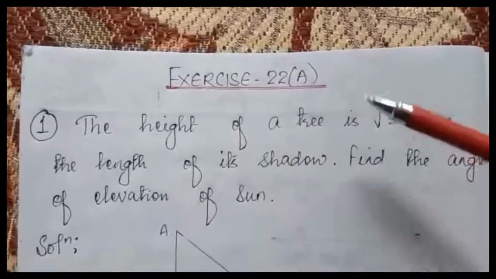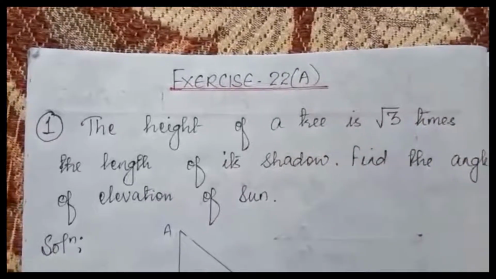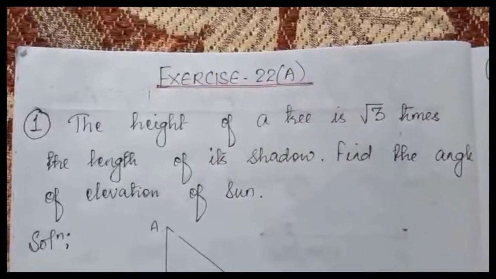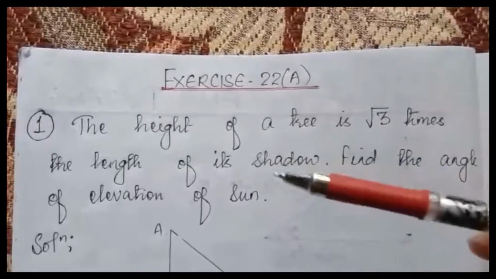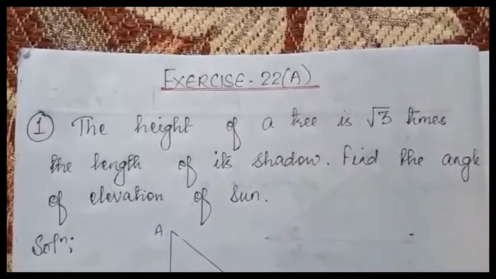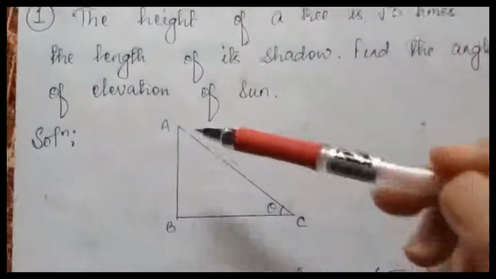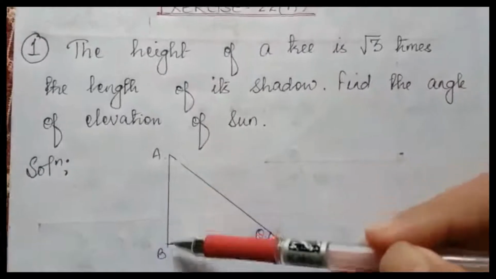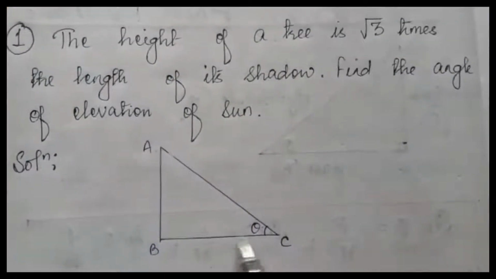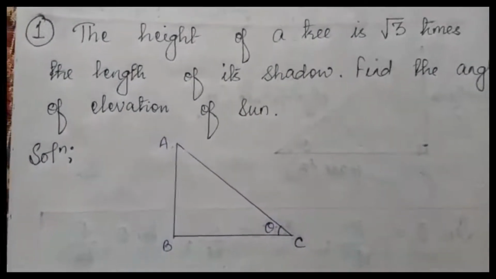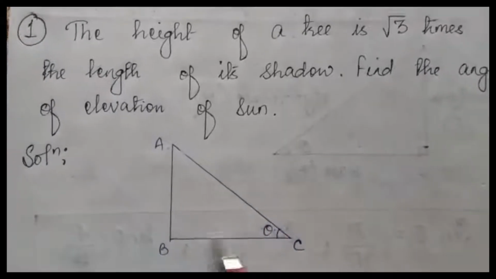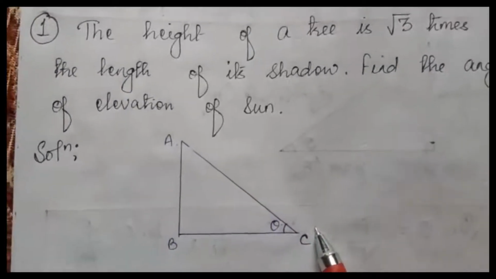First in this chapter, okay, you have to make a diagram. It's very important. You have to make a diagram. So first you have to make a diagram, and you know the diagram will be a right angled triangle, okay. So this is your tree. AB is the tree. So this will be the shadow of the tree. Shadow lies on the ground, right? So BC is the shadow, okay.